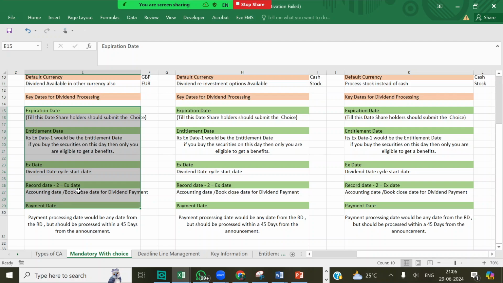On the trade date, we should buy and sell the security at most. After that, there would be the ex-date. On the ex-date, if you buy anything, as a buyer you will not receive any benefit, but the seller will receive the benefit. The reason is that the security takes time to settle in our accounts. All right.